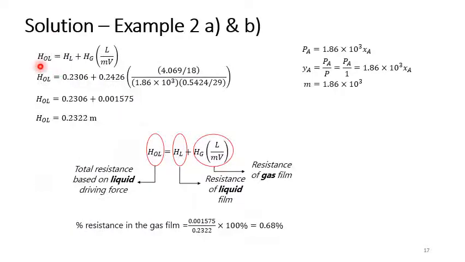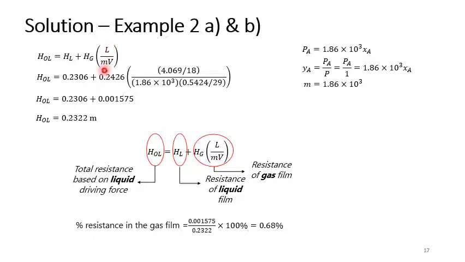Now to calculate HOL, the relationship that we derived in the previous lectures on absorption is such that HOL equals HL plus Hg times L over mV. Okay, here we need to be careful with the units again. HL and Hg are just heights, so we can take them in the unit of meters.